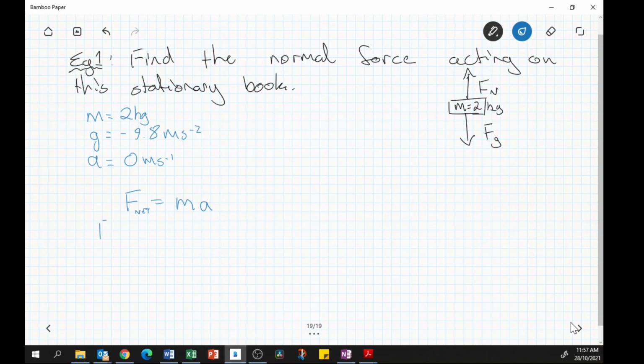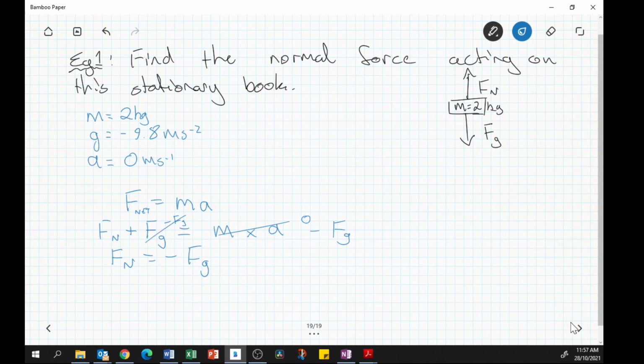So we've got Fn plus Fg. And that is equal to the mass of our object times its acceleration. Okay? What is our object's acceleration? 0. So this whole side is 0, therefore Fn equals negative Fg. This is where this comes from, Newton's second law. If the acceleration is 0, then this whole side becomes 0, and therefore we can subtract Fg from both sides, and we can be left with just negative Fg. Cancel on that side, we're left with Fn equals negative Fg.